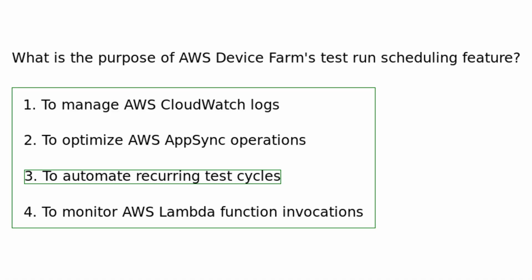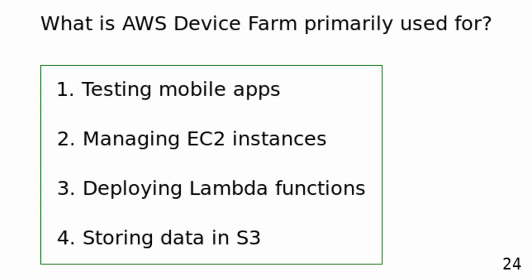AWS Device Farm's test run scheduling feature automates recurring test cycles, enabling developers to schedule and execute tests at specified intervals, facilitating continuous testing and validation. What is AWS Device Farm primarily used for?